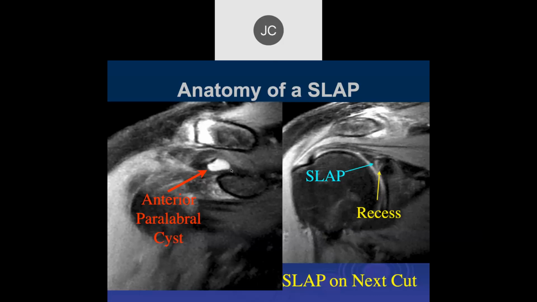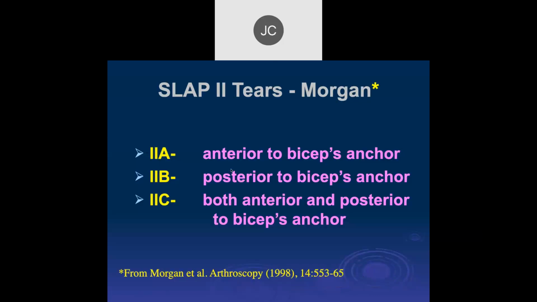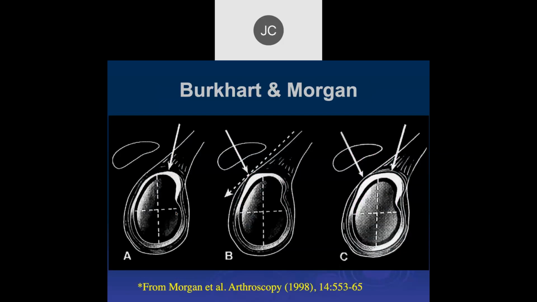Now, type 2 SLAP tears were further divided by Morgan from the East Coast into 3 types, A, B, and C. Type A, the tear is just anterior to the biceps anchor. Type B, the tear is posterior to the biceps anchor. Type C is both anterior and posterior to the anchor. Almost all the ones that I've seen have ended up being type 2Cs. And this comes, I think, from one of their papers.